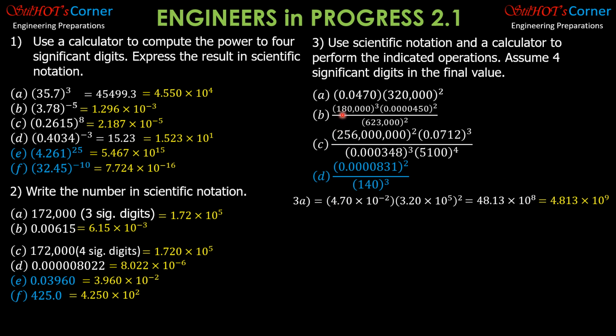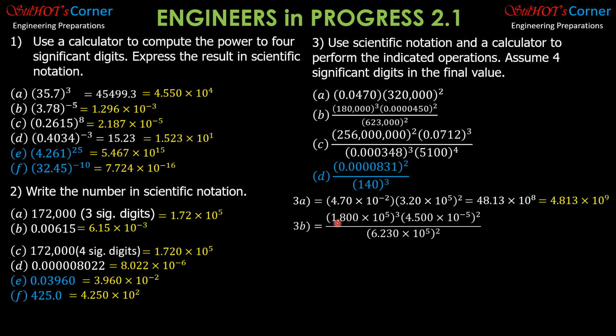Then 3b. This is 1.800 times 10 to the 5, then quantity cubed, while this one is 4.50 times 10 to the negative 5 quantity squared, all over 6.23 times 10 to the 5 quantity squared.